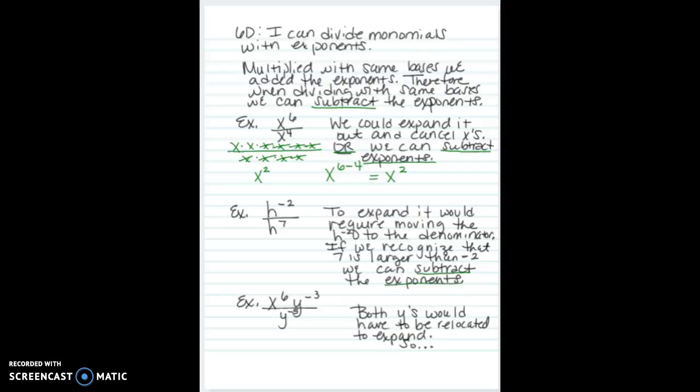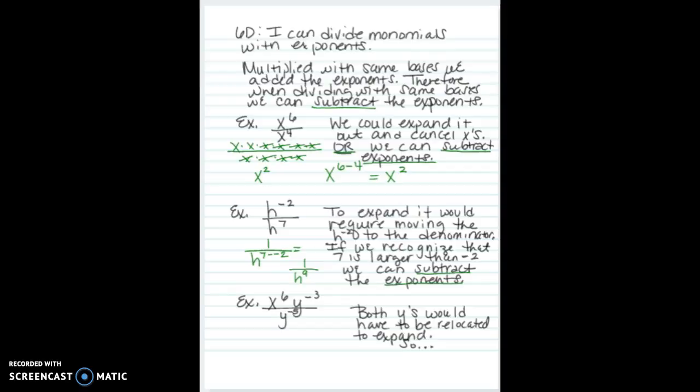So we would have 1 over h to the 7th minus negative 2 in the exponent. We put a 1 because we're not writing the numerator's h anymore. We used its exponent in the denominator with the 7 because the 7 was larger than negative 2. That then equals 1 over h to the 9th, because 7 minus negative 2 is 9.